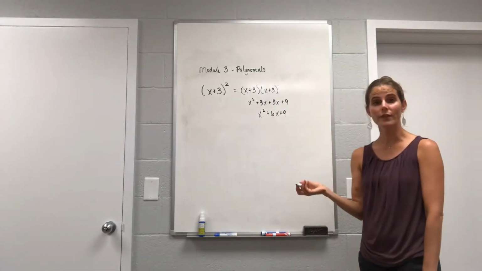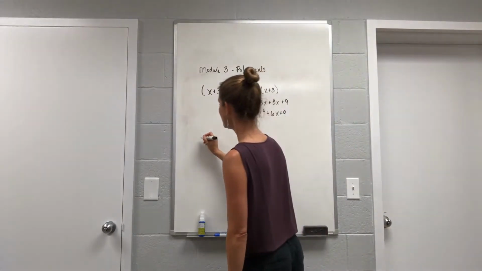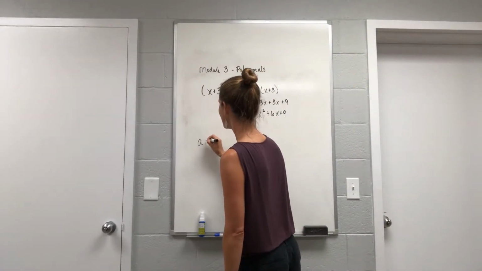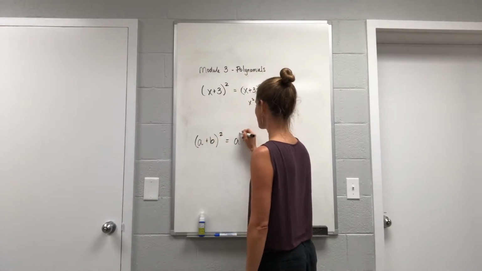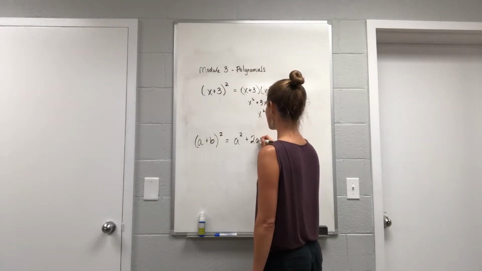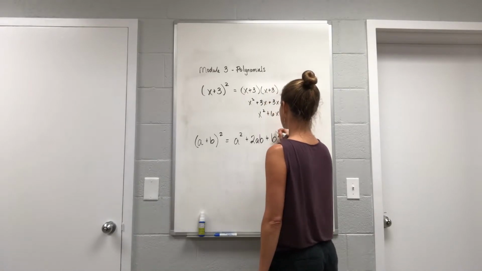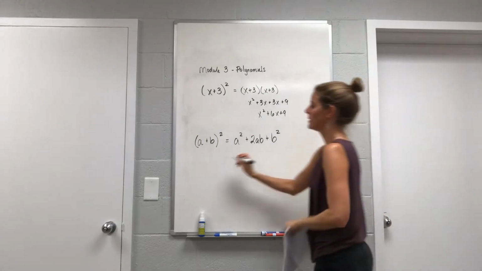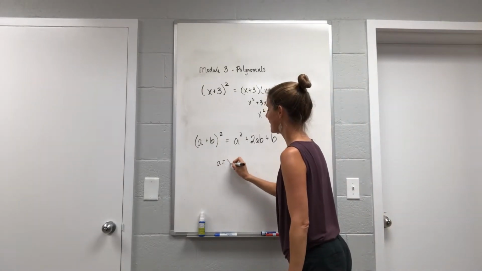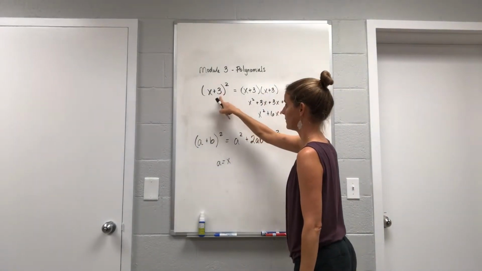There's also a rule for this. The square of a binomial. Anytime you have (a plus b) squared, you will get a squared plus 2 times a times b plus b squared. If we attribute that to this example, the a in this case is equal to x, and the b would be that 3.